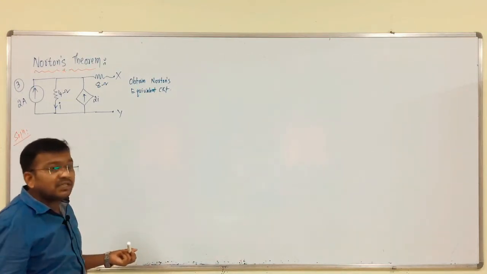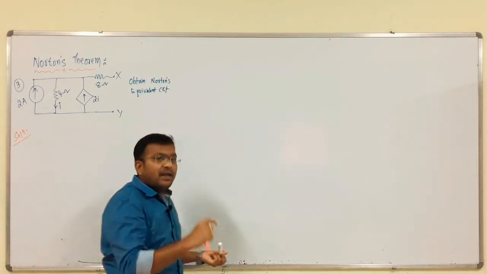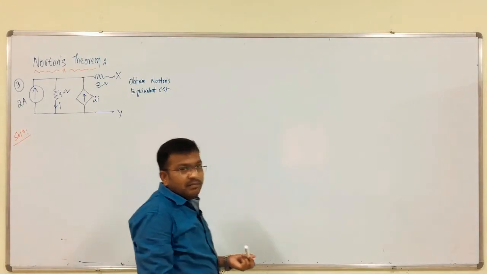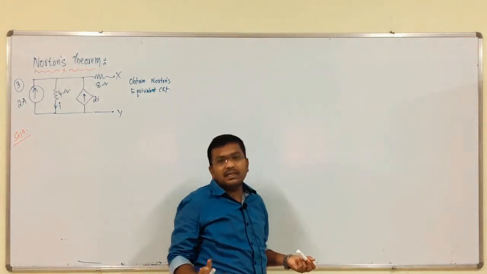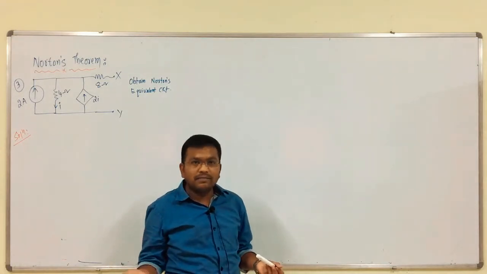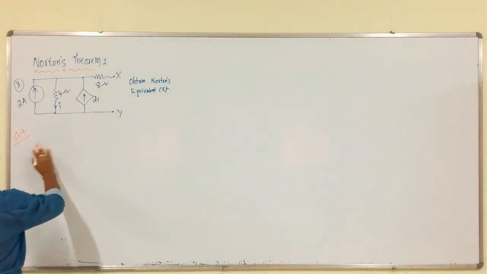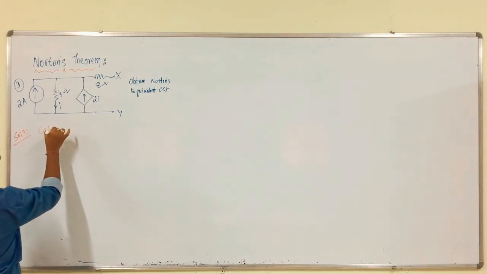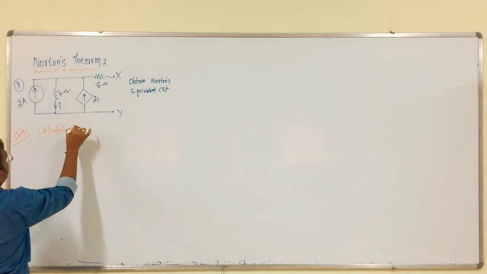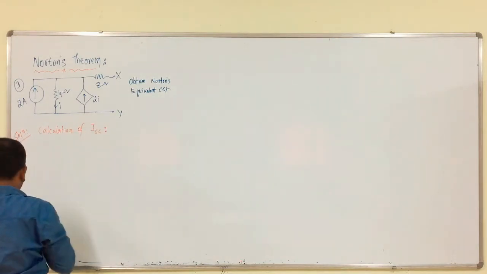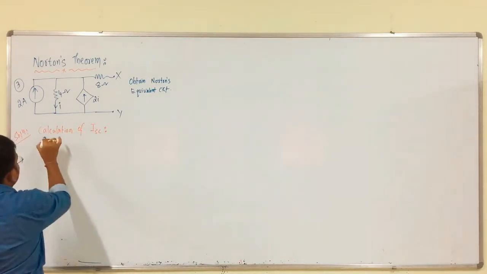Next, the second method is what? We have to provide a DC driving voltage between these two terminals. Because of that VDC, we have IDC. Therefore, VDC by IDC is nothing but RN, right? Then first we have the calculation of ISC, right?